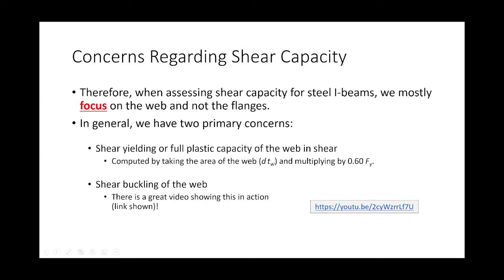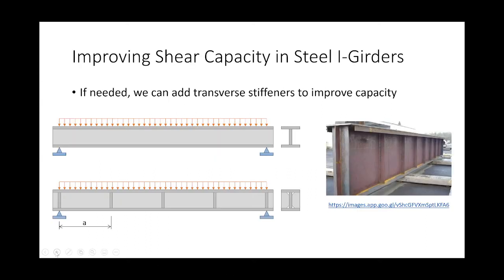In steel land, what we do is we utilize stiffeners. So if you're ever driving down the road and you see these plates going up and down on a plate girder, that's what they're for. Okay, they really sort of serve two purposes.